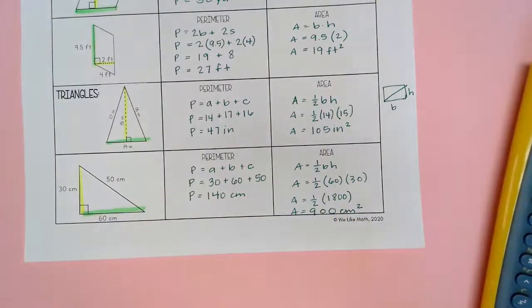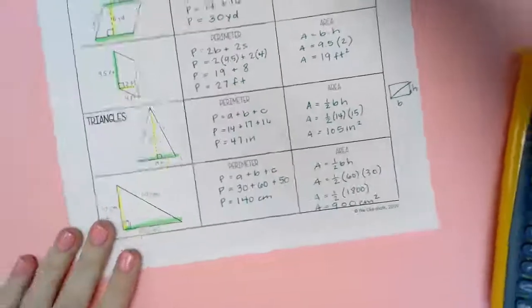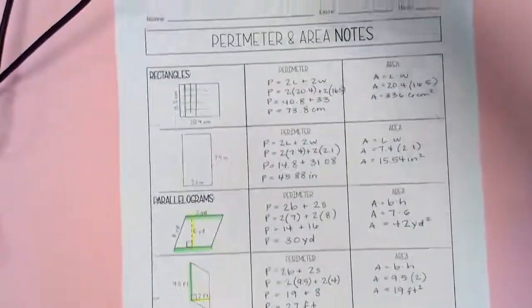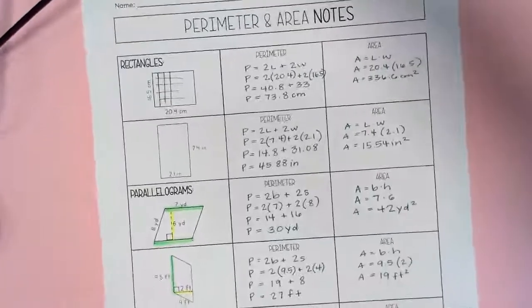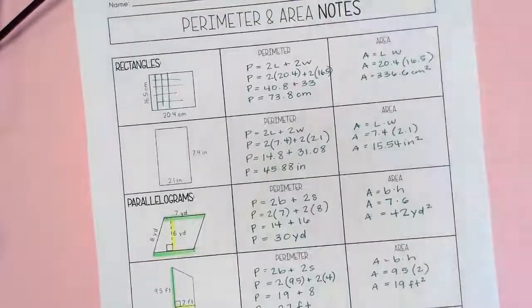All right. That is how you find the perimeter and area of rectangles, parallelograms, and triangles. I hope that helped. Go ahead and look back at Google Classroom to see what you're doing next.